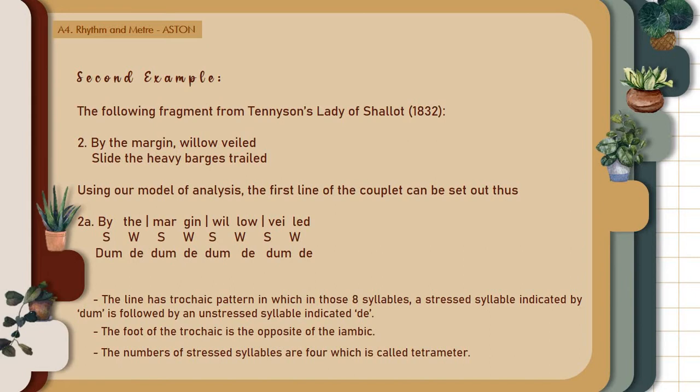The line has a trochaic pattern in which, in those 8 syllables, a stressed syllable indicated by dum is followed by an unstressed syllable indicated by d. As explained earlier, the foot of the trochaic is the opposite of the iambic. If iambic emphasizes unstressed at the first, trochaic emphasizes unstressed at the second after the stressed syllable has been read first. In addition, the number of stressed syllables is 4, which is called tetrameter. That's why the line is called trochaic tetrameter.